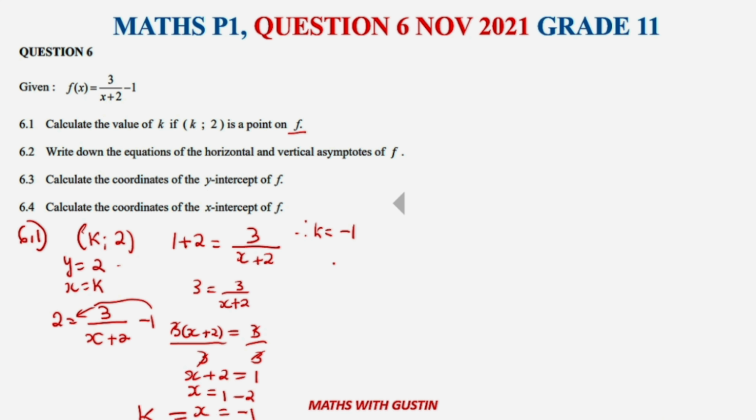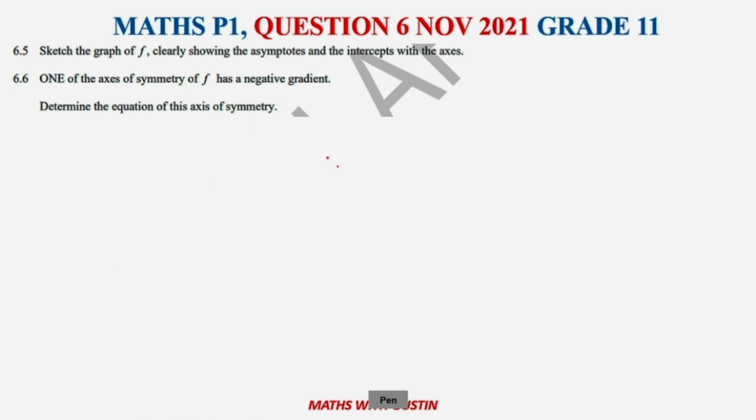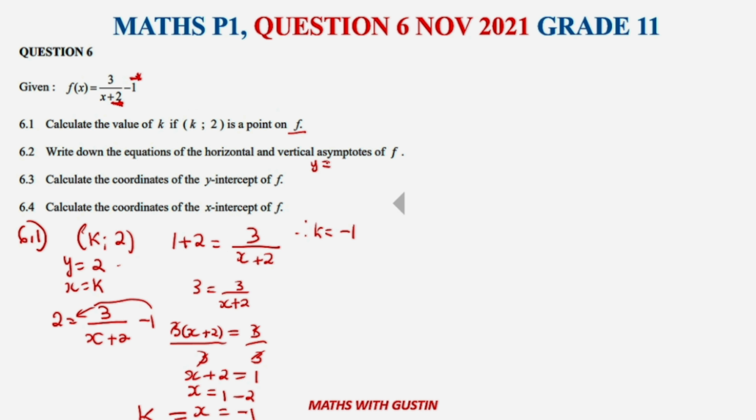All right, okay, let's come here. 6.2 says write down the equation of the horizontal and the vertical asymptotes. We already know that this is our asymptote, which is the vertical. Therefore this is the horizontal asymptote, which is the y value. So we are going to come here and say, okay, y is equal to minus 1 rather. It's not positive 1. Okay, minus 1, and therefore x is equal to negative 2. Those will be the lines of asymptotes.